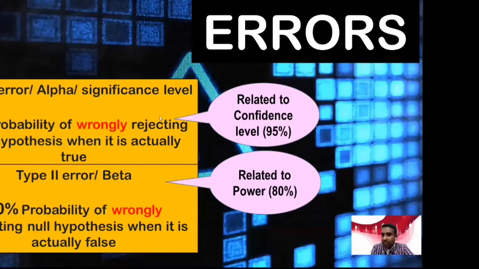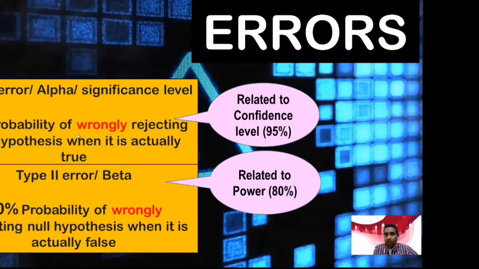And what is it related to? What is the meaning of this? So type 1 is also called alpha, also called the significance level. We will check the p-value against this significance level. We will keep the significance level at 5% and check whether the probability value is above or below the significance level. What does 5% mean? It means we are giving 5% probability for the error to occur.